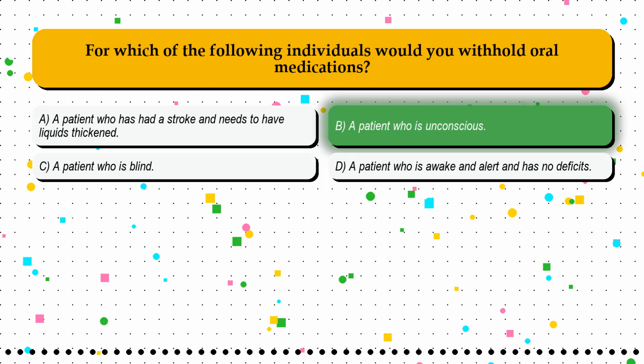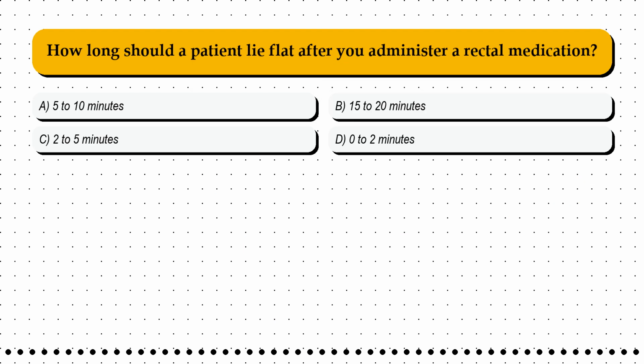The correct answer is option B, a patient who is unconscious. Question 102. How long should a patient lie flat after you administer a rectal medication? Option A, 5 to 10 minutes. Option B, 15 to 20 minutes. Option C, 2 to 5 minutes. Option D, 0 to 2 minutes.